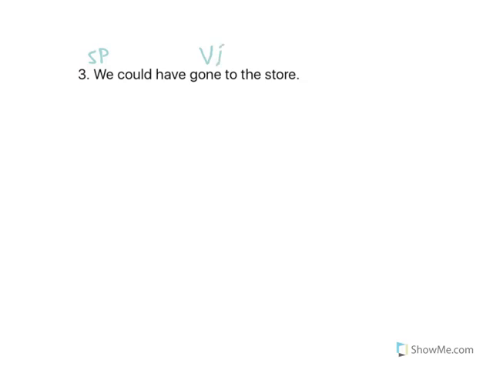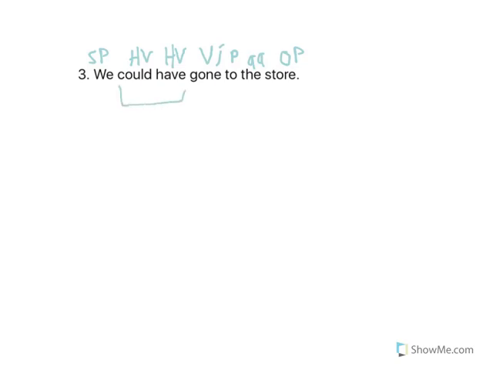Now, could and have, these are both helping verbs. So we're going to label as HV. And then to the store is a prepositional phrase, so P, preposition, over to. And the object of the preposition is store, and of course, the is an article adjective.